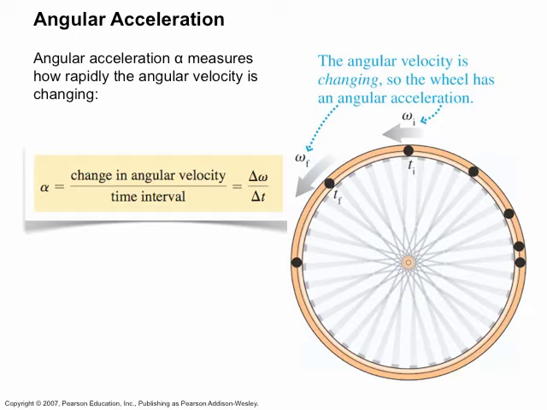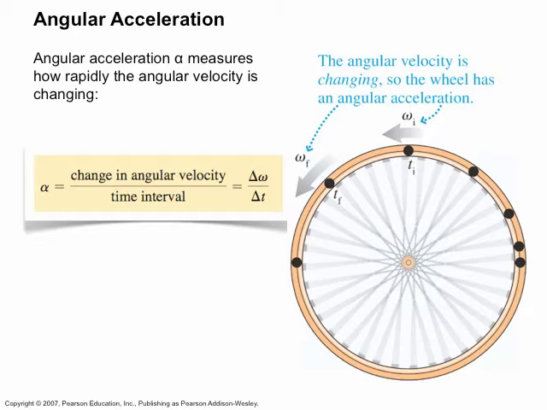Angular acceleration is the change in omega with respect to time. How quickly the angular speed, the angular velocity, is changing. The rate of change of angular velocity is angular acceleration, given the symbol Greek letter alpha instead of a. So we have tangential acceleration, and angular acceleration, alpha.